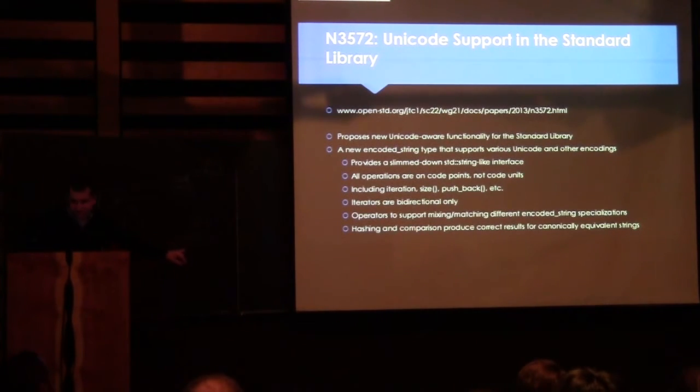The second paper was also interesting. It was proposed by Mark Boyle, I think the paper was put out in December. It proposes a new string type, because we should, of course, have a new string type. The string type is called encoded string. It provides a slimmed-down std string-like interface, and all of the operations are on code points, not on code units. So when you iterate over it, even if you're using UTF-8 where you may have 4 code units representing a single code point, you'll just get the code points. This has the distinct disadvantage that iterators are bidirectional only, because you can't have random access when you don't know how large each of the elements is.